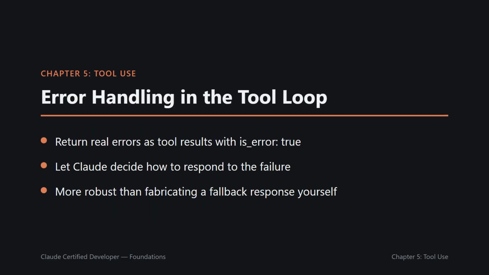Real tools fail. An order ID doesn't exist, a downstream API times out, a database query throws. Don't let this break the loop. Return the error as a tool result with is_error set to true, and let Claude decide how to respond: retry with different input, apologize to the user, or ask a clarifying question. This is more robust than catching the exception in your code and fabricating a text response yourself. Claude often handles the failure gracefully if it's given the real error rather than a silent fallback.